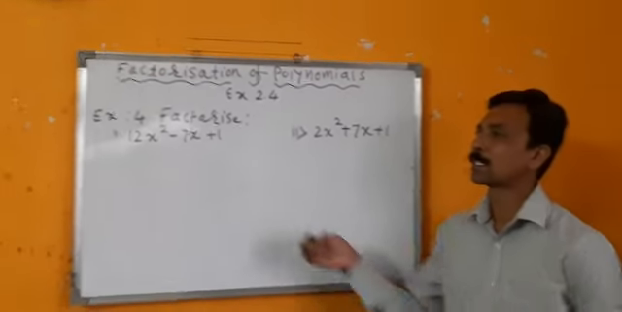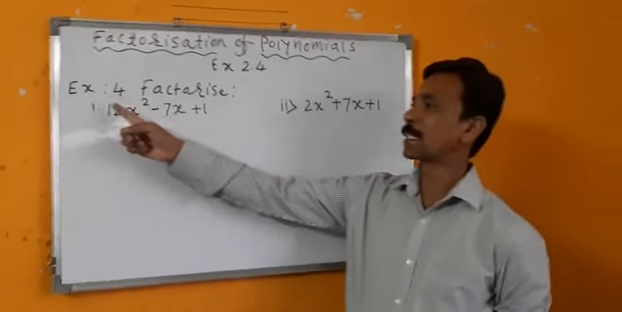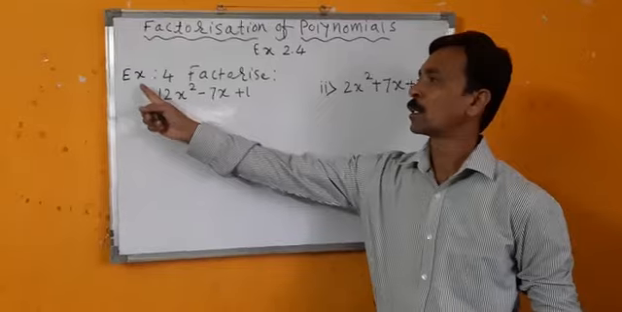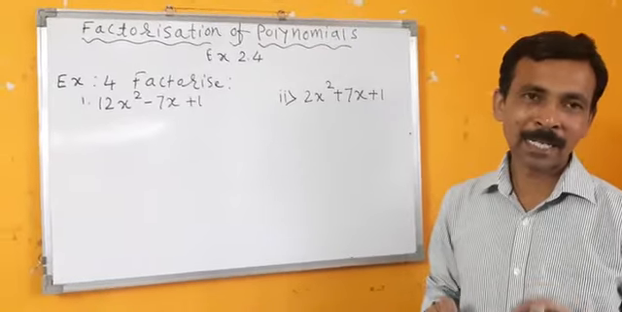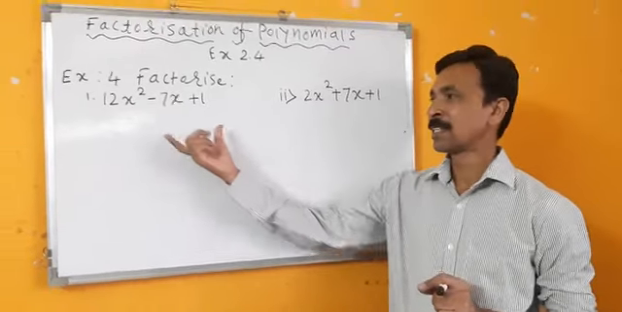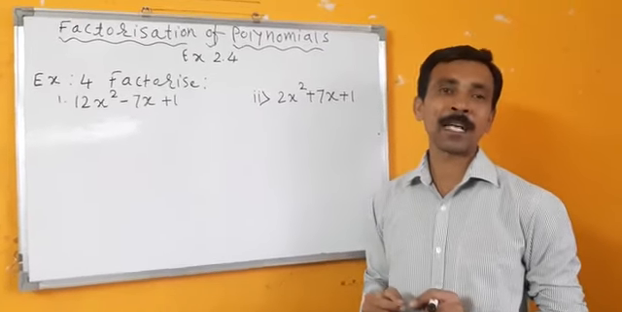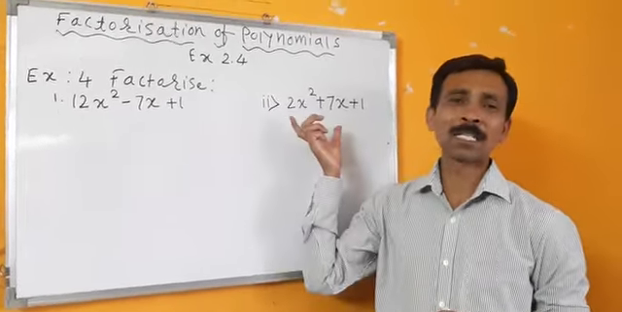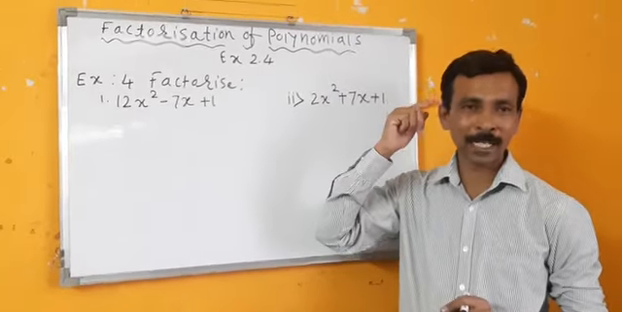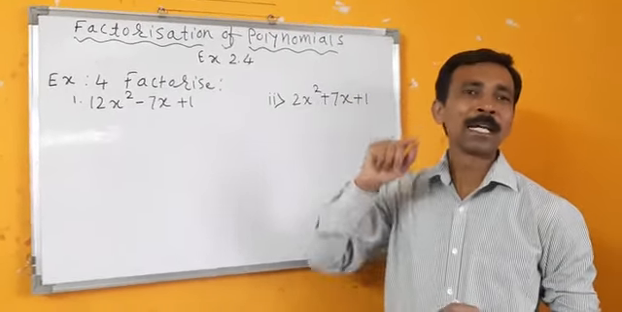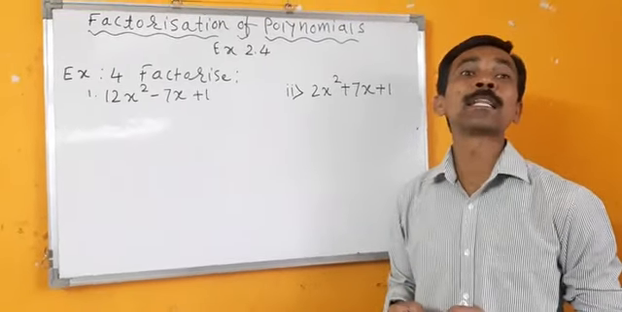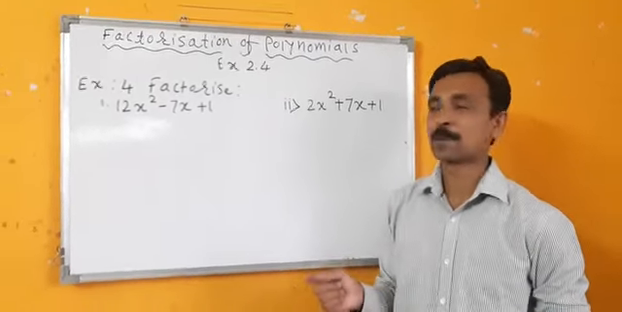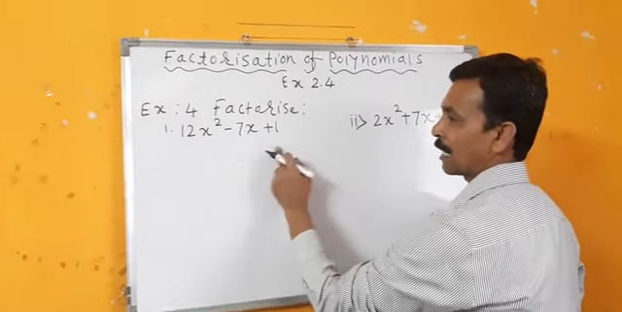Good morning, students. Now we'll see exercise 2.4, example number 4, factorize. If you remember, in 8th standard also we have done factorize in the topic factorization. Same examples are there. You need to keep in mind the steps of 8th standard, how you have done factorize. Factorize means splitting the middle term. Now how to factorize, I will tell you.